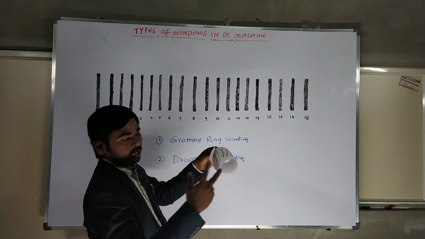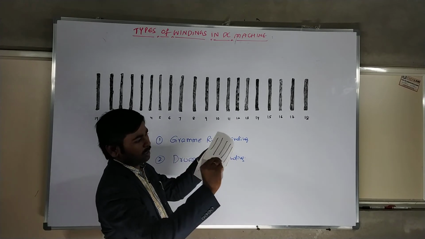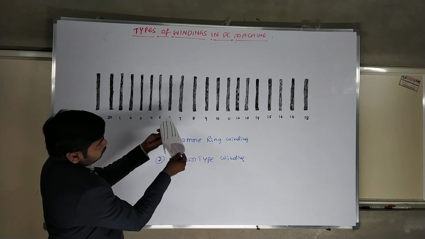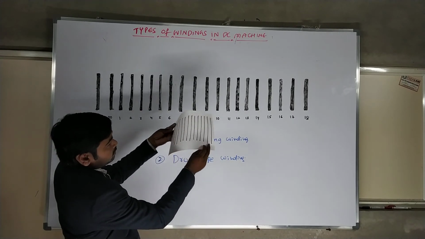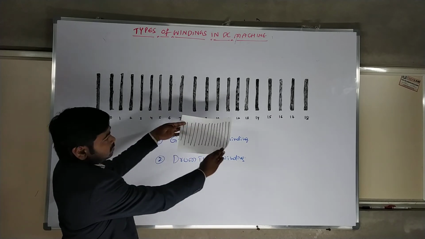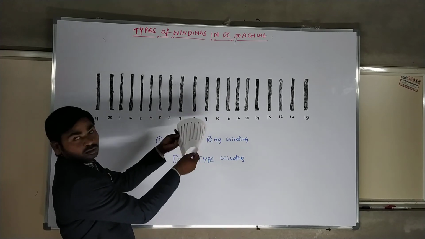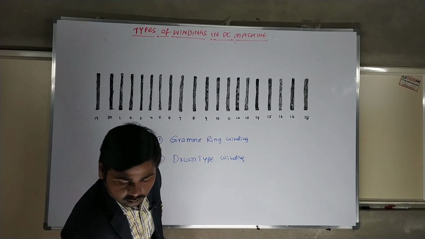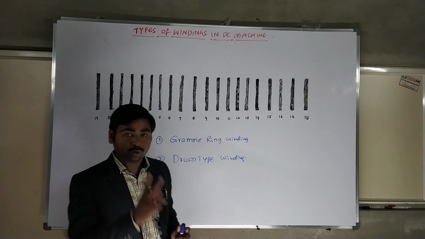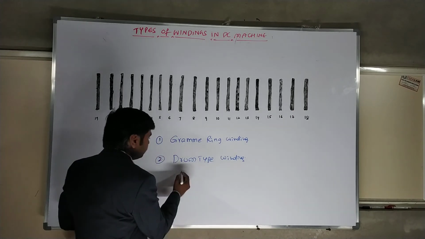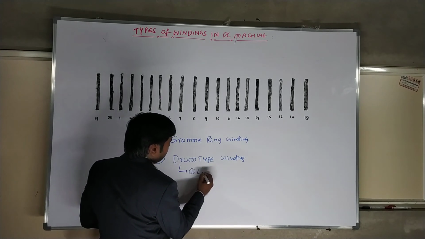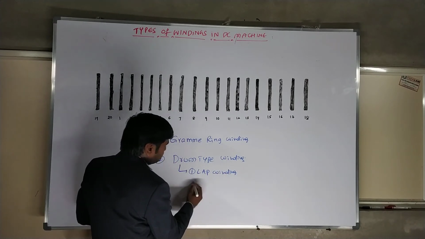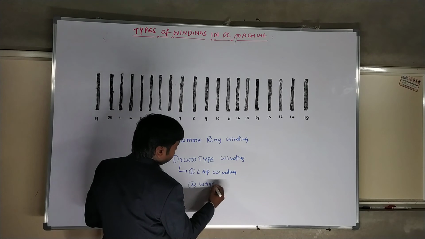This drum type winding, I am making into two pieces. I am opening this and drawing it like this. This is the rotor body. I am cutting it into pieces and drawing it like this. These are the slots, and I keep these slots in such a way. In this drum type winding, there are two types. The first is called lap winding. The second is called wave winding.